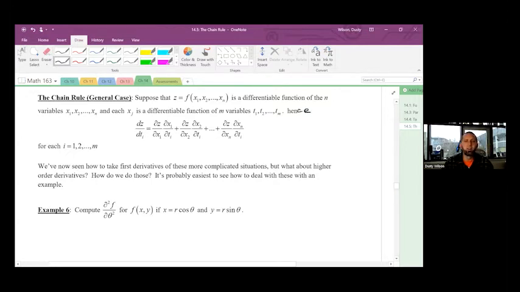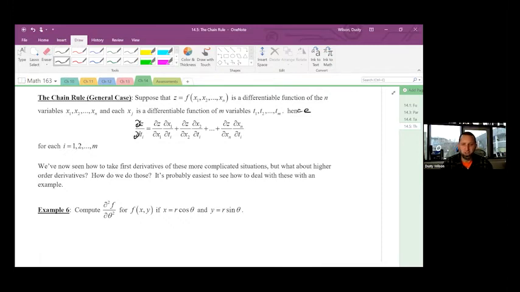Hence, and these should be partials, the partial of z with respect to ti would be the partial of z with respect to x1 times the partial of x1 with respect to ti, plus the partial of z with respect to x2 times the partial of x2 with respect to ti, plus and so on, plus the partial of z with respect to xn times the partial of xn with respect to ti, for each i equal to 1, 2, all the way to m.